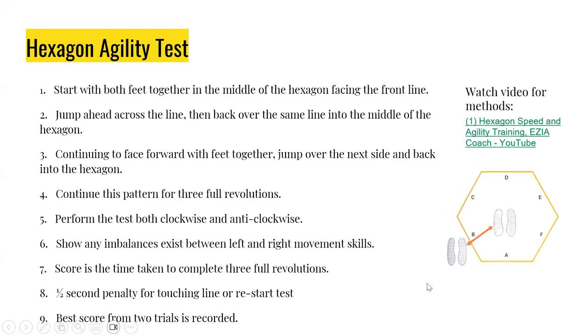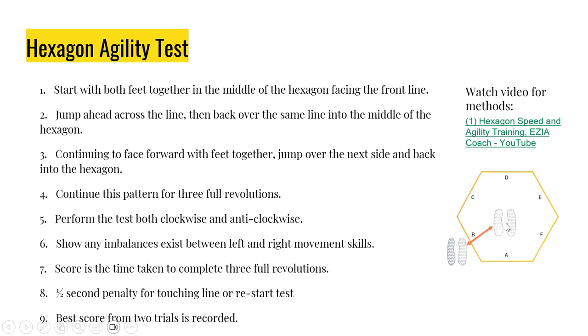For the hexagon agility test, you want to start with both feet together in the middle of the hexagon facing the front line. That'll be A. Jump ahead across the line and then back over the same line into the middle of the hexagon. You're going to continue to face forward with feet together, jump over the next side and back into the hexagon.